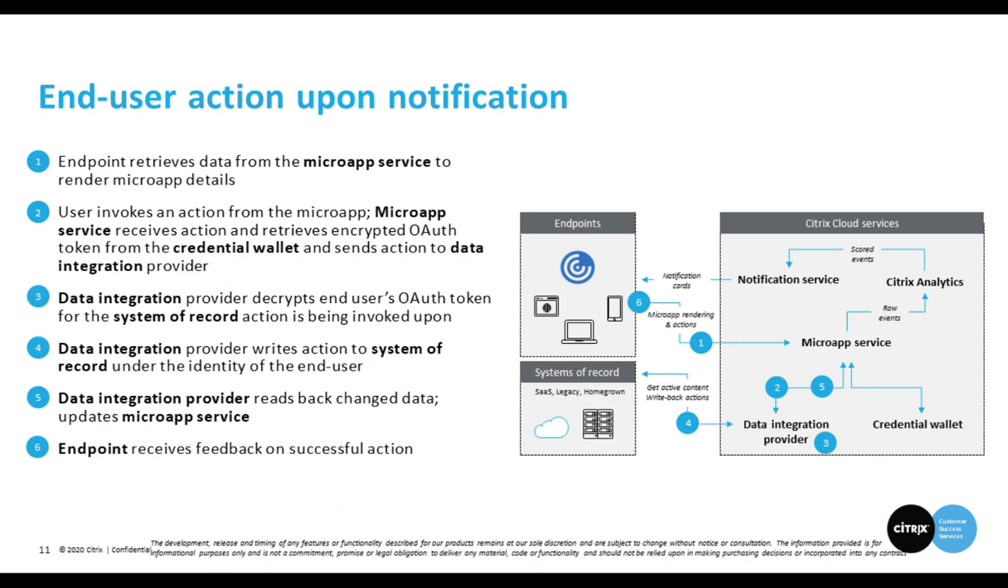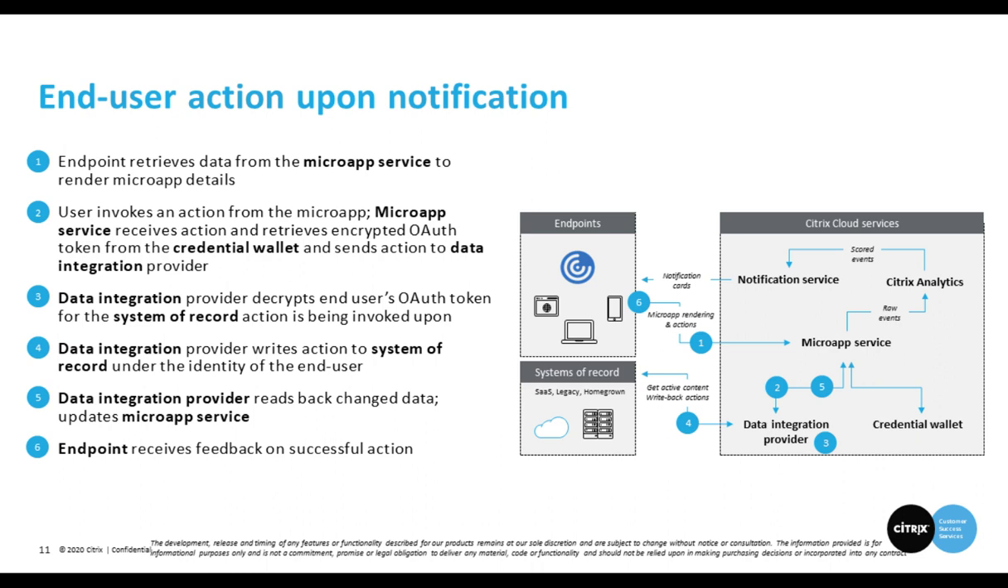Next, I want to talk a little bit about the end user action. What happens upon notifications? When the user actually gets a notification, what happens, right? So the endpoint's going to retrieve the data from the Microapp service, and it's going to basically render those details inside of the card that I showed you a minute ago. The user is then going to effectively invoke an action from the Microapp. The service is going to retrieve that action. It's going to retrieve the data from the OAuth tokens as the user had logged in. It gets those from the credential wallet. And it sends that action to the data integration provider.